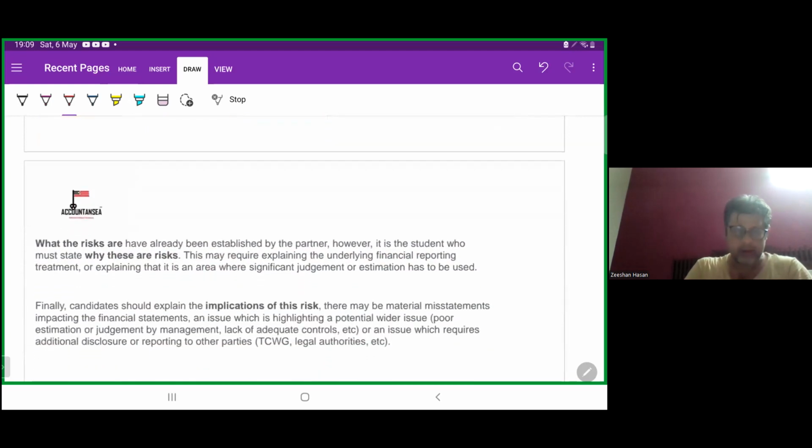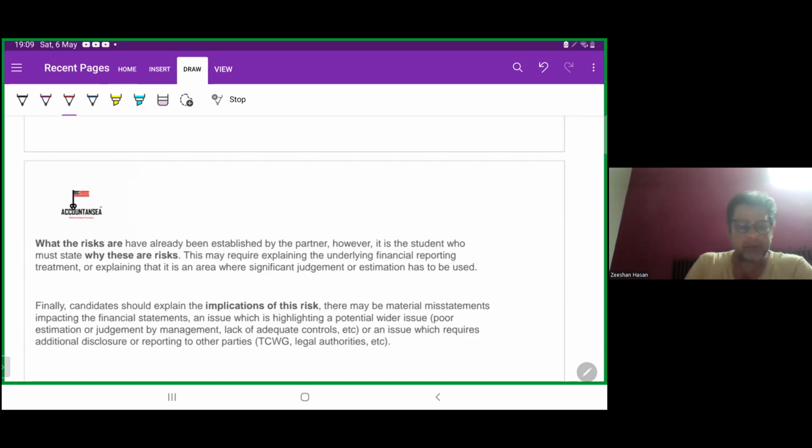So what are the risks? The risks have already been established by the partner. However, it is the student who must state why these are the risks. They may require explaining the underlying financial reporting treatment or explaining that it is an area where significant judgment or estimation has to be used. Finally, candidates should explain the implication of the risk.